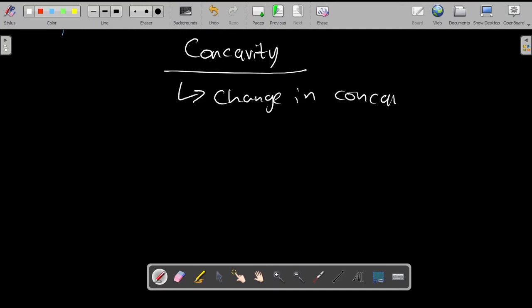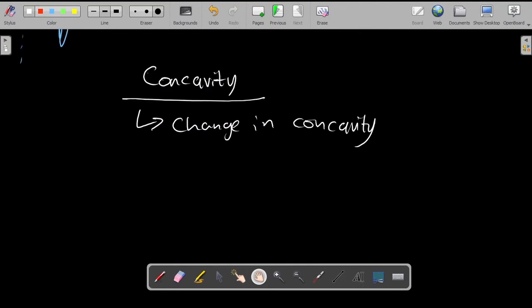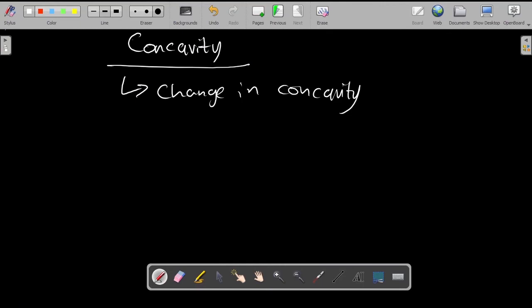right? So first of all, how do we find whether something is concave up or down? We're going to talk about how we find that, and we're going to talk about this change in concavity. For the first derivative, we talk about stationary points, but for the second derivative, we talk about points of inflection.